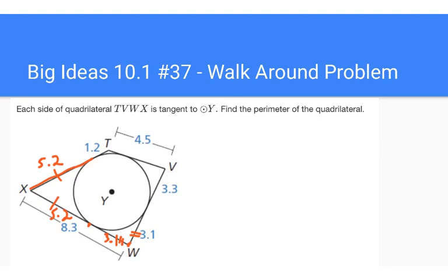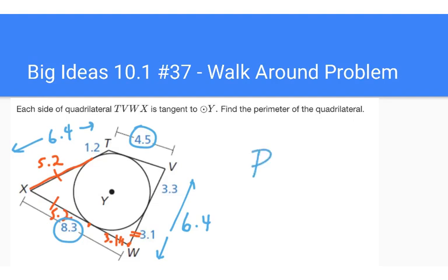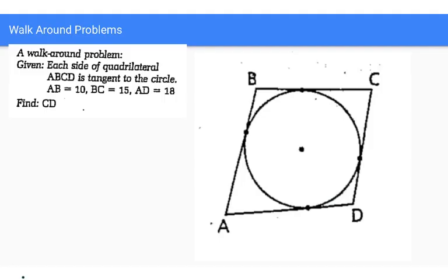And now if we add all of our sides up, 4 1/2. We've got this side here, that's a total of 6 4/10. We know this is 8 3/10. And we'll just add this up, 6 4/10. And if we add all that together, we get our perimeter of 25 6/10. All right, so that's how you do an easier type of walk-around problem. But I'm going to introduce you to ones that are a little more challenging.